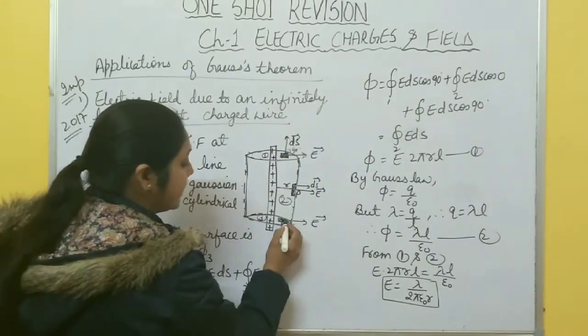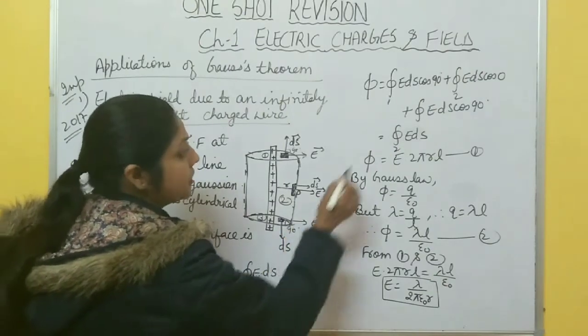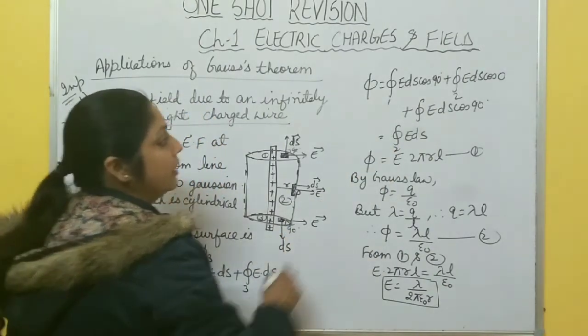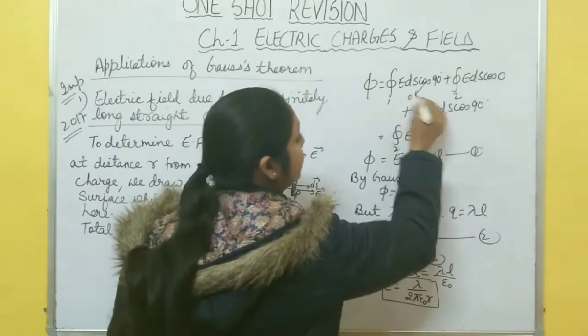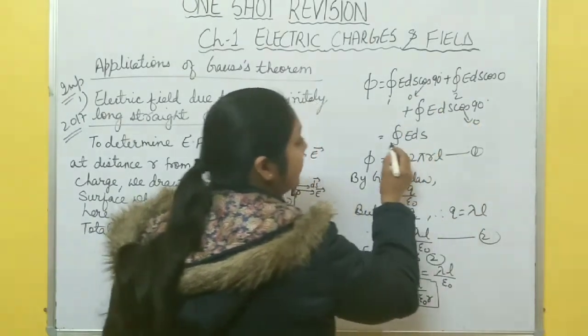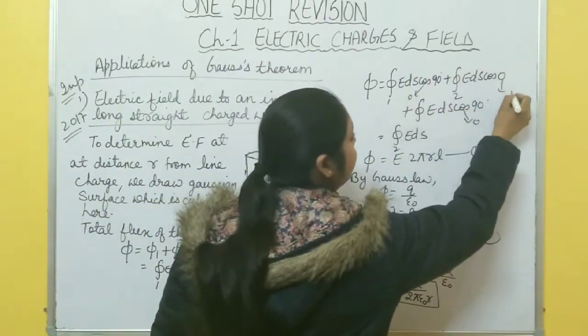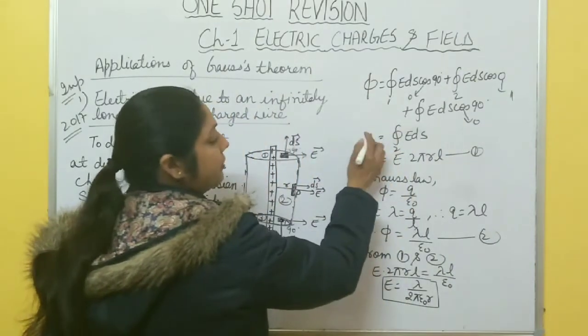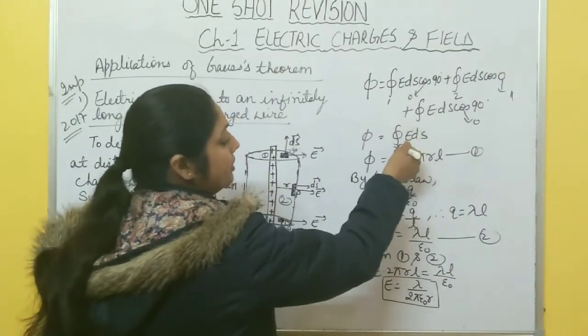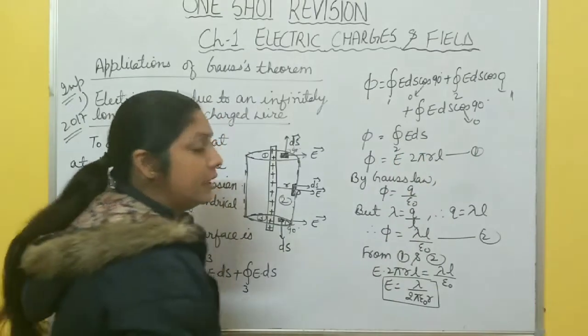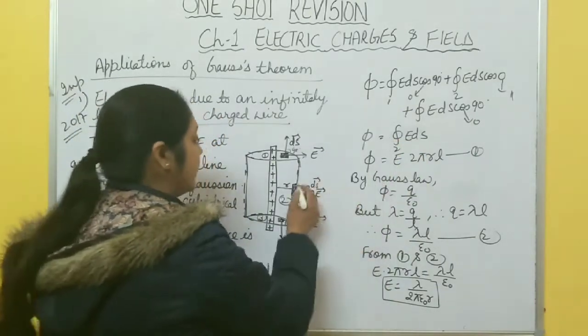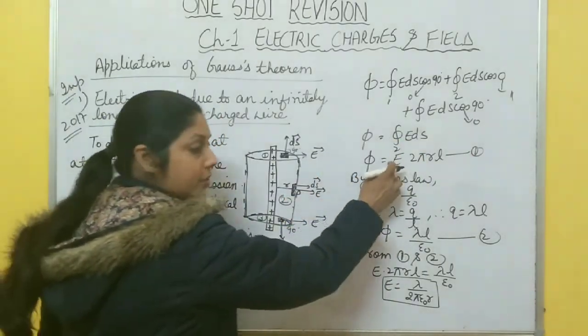And in the third surface, again a 90 degree angle. So E ds cos 90. You know cos 90 is 0. Cos 90 is 0, so we are left with only the term for the second surface, and cos 0 is 1. So the total flux phi equals the flux through the second surface, E ds. E is constant on this surface, so you take E outside.